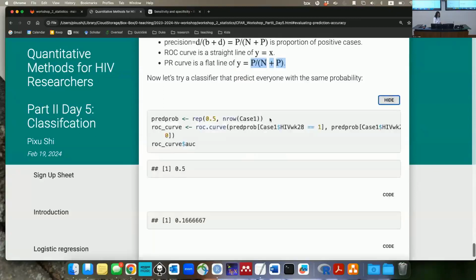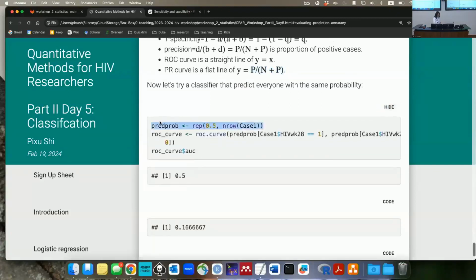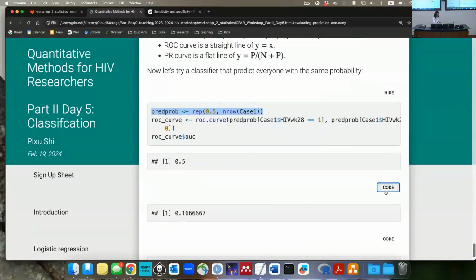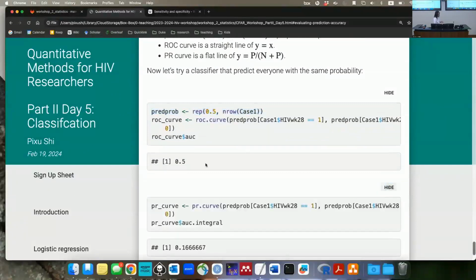So here I also just throw in the case where I predict everyone with the same probability. And if you calculate the ROC area under the curve and the precision-recall area under the curve, it's the same as that classifier that you have. So this is the worst you can do. So 0.5 is the worst for ROC. For precision-recall, sometimes you see a very small number and you get frustrated, but it's still much better than the worst you can do, so it's still worth reporting.